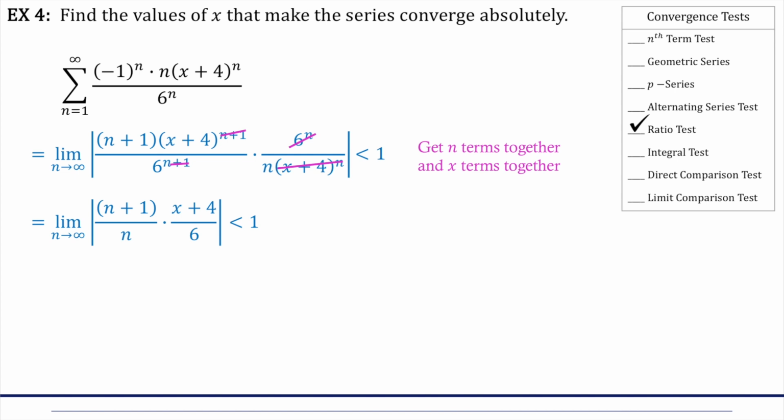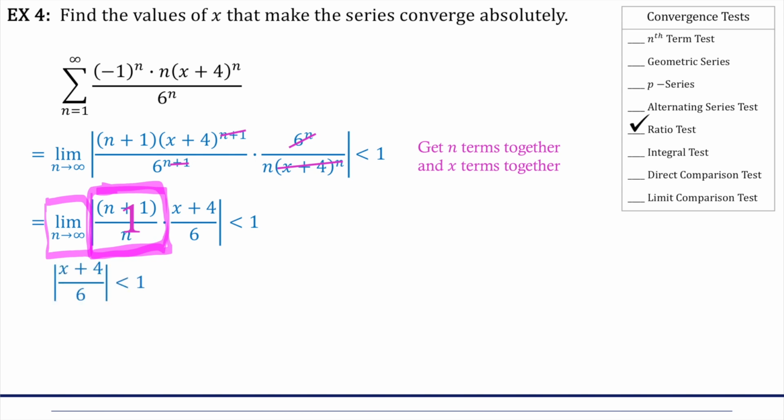Now remember, as we're taking the limit, it's n that is going to infinity. X doesn't really have anything to do with it yet. So here are all my n terms. As n goes to infinity, what does this go to? It goes to 1.